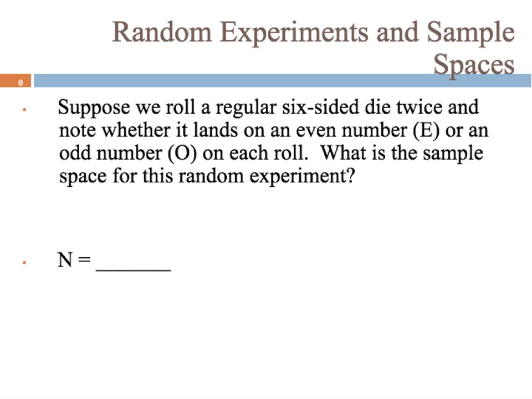In this example, we roll a regular 6-sided die twice and note whether it lands on an even number or an odd number on each roll. What is the sample space for this random experiment? So we can either have the first roll be even, the second roll be even. We could have the first roll be even and the second roll be odd. We could have odd and then even, or both odd, similar to the heads and tails example. So the size of our sample space here would be 4 outcomes.